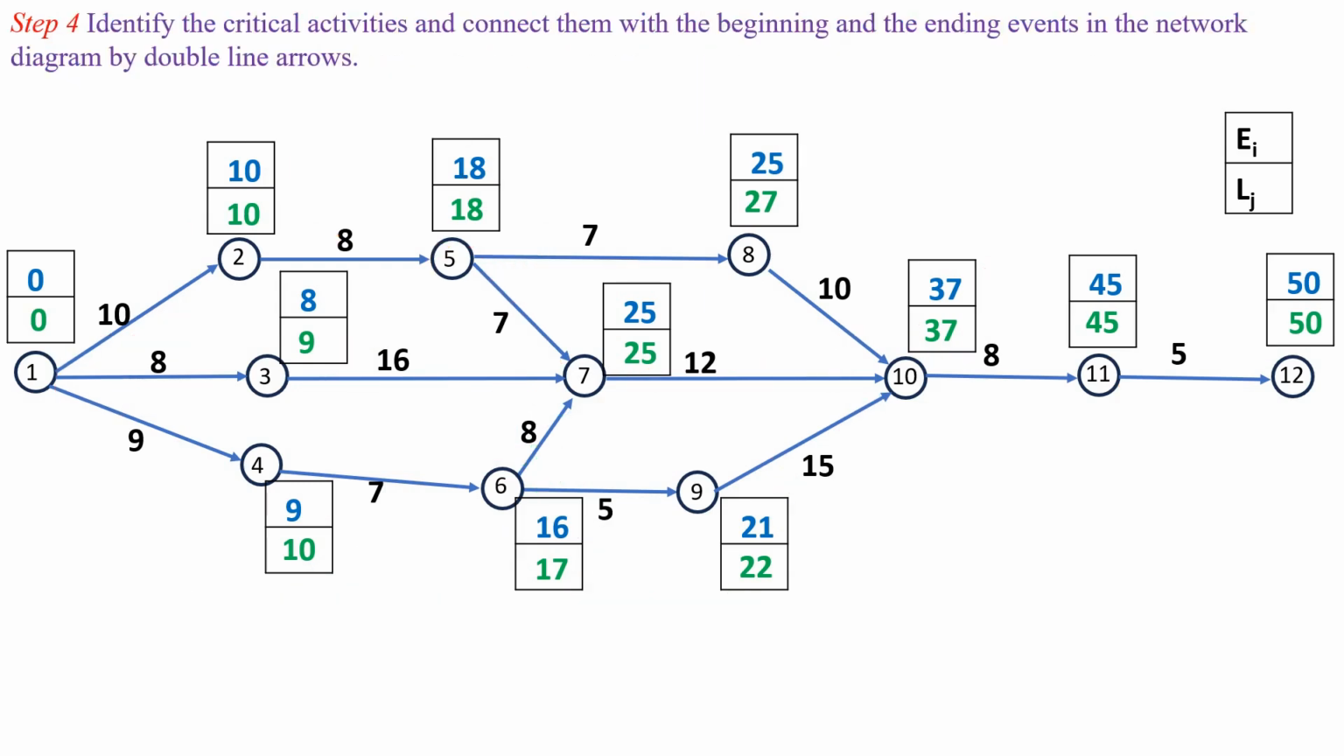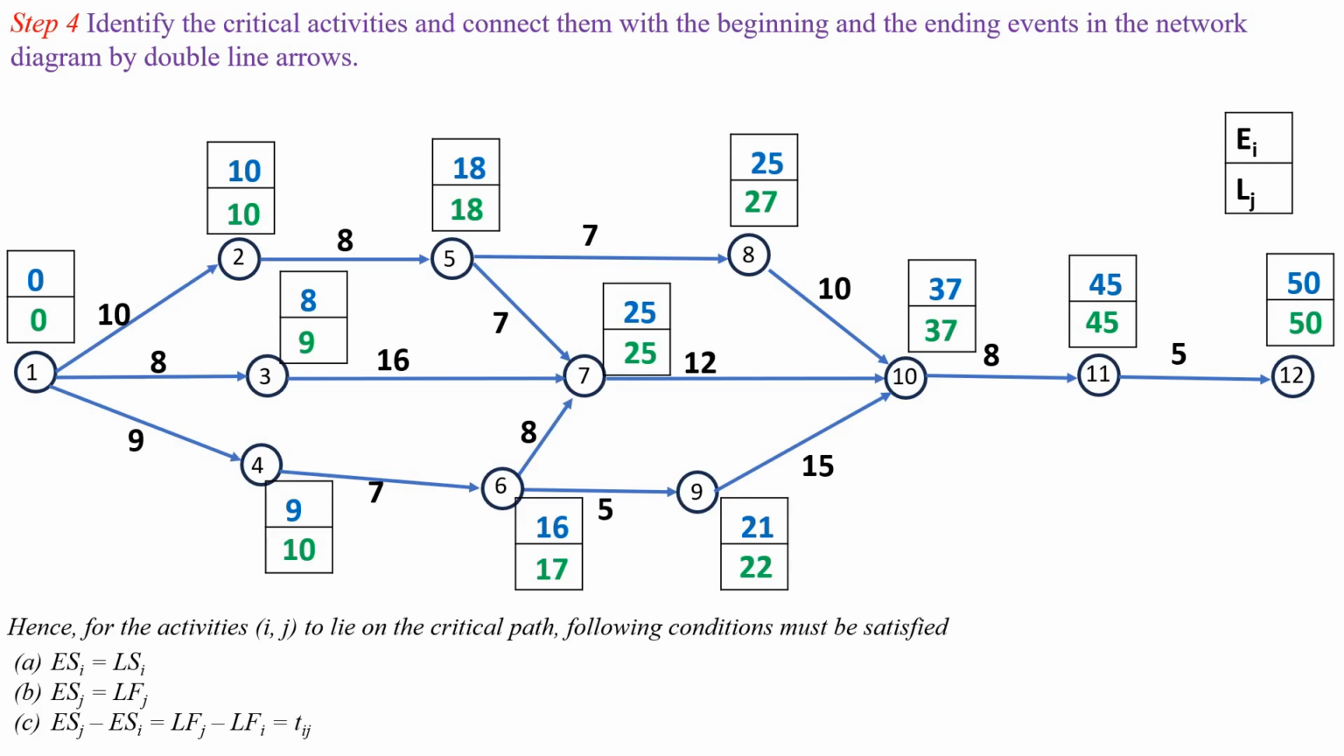Next step is to identify the critical activities and connect them with the beginning and ending events in the network diagram by double line arrows. We know that for critical activities, earliest time equals the latest time. Here observe that for activity 1 to 2, earliest start time equals the latest start time, and also earliest finish time is equal to the latest finish time. So activity 1 to 2 is a critical activity.